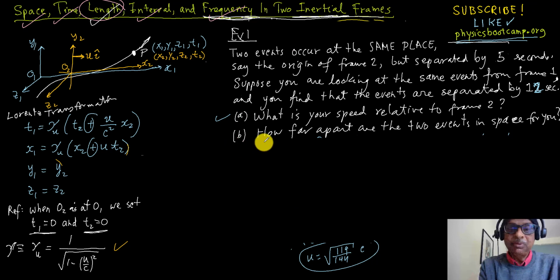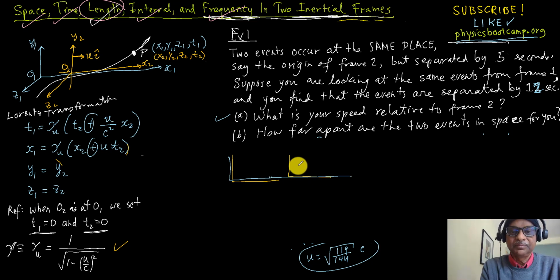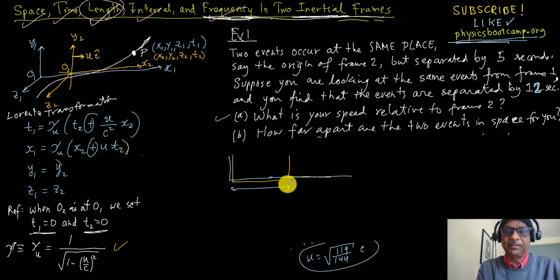To answer part B, it often helps to draw it. So the first event happened when they're right on top of each other, and then the second event happened when this guy is over here. If I know the time it took to get there, then just multiply by u, and that will give me the change. So this one is basically 12 seconds.